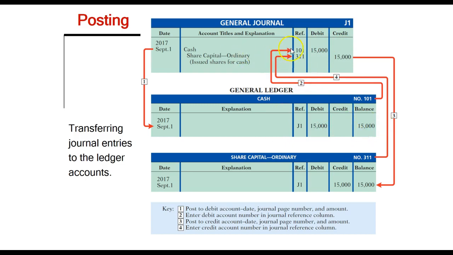The second part of that same transaction is share capital. Now, share capital is a card and it's in the 300s. So it's 311. It was just given that number. There's no reason for it. It could be 302, 304, whatever. It's 311. It comes from J1, a credit of $15,000. So the balance is $15,000.